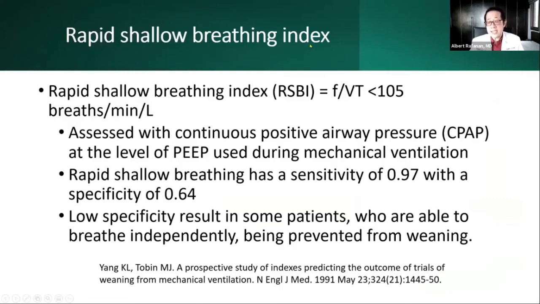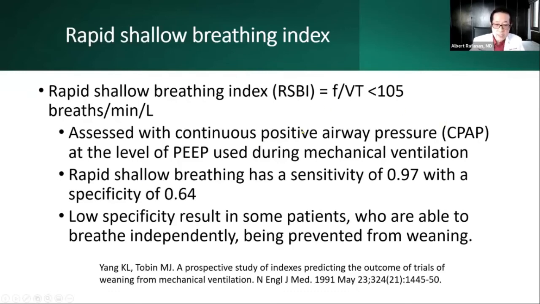The rapid shallow breathing index, in Harrison's called the weaning index, is frequency over tidal volume in liters. Frequency is respiratory rate. Vt is the spontaneous tidal volume in liters, and the number should be less than 105, or 100 if you want. So if the patient is breathing at a rate of 30, the tidal volume should be more than 300 to get a rapid shallow breathing index of less than 105. Okay? This is a very important equation.